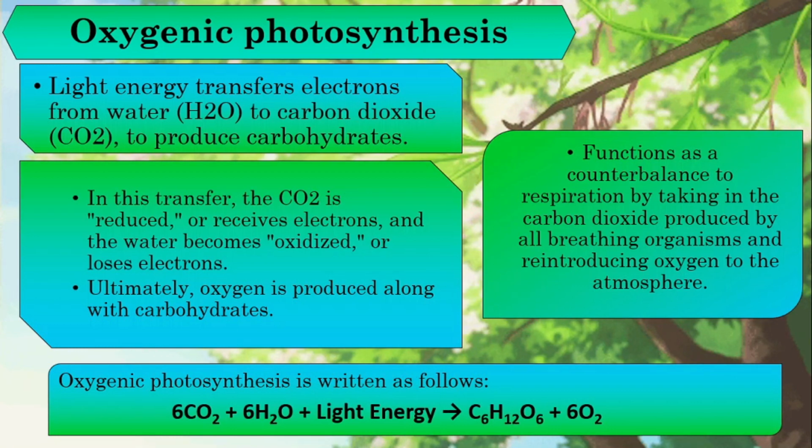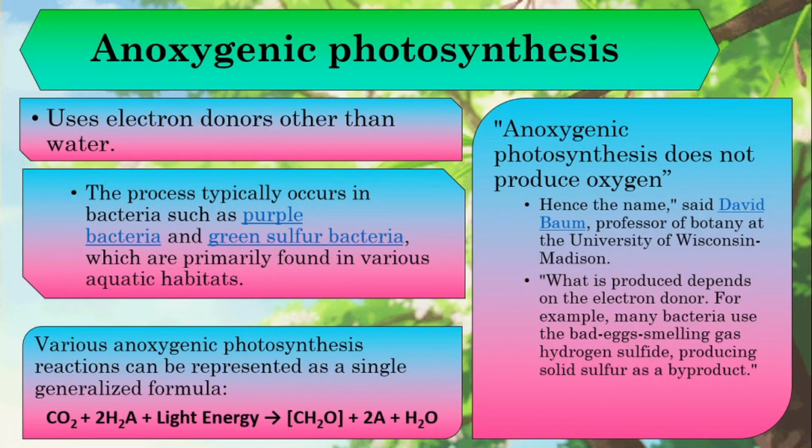Oxygenic photosynthesis functions as a counterbalance to respiration by taking in the carbon dioxide produced by all breathing organisms. The anoxygenic process typically occurs in bacteria such as purple bacteria and green sulfur bacteria, which are primarily found in various aquatic habitats.